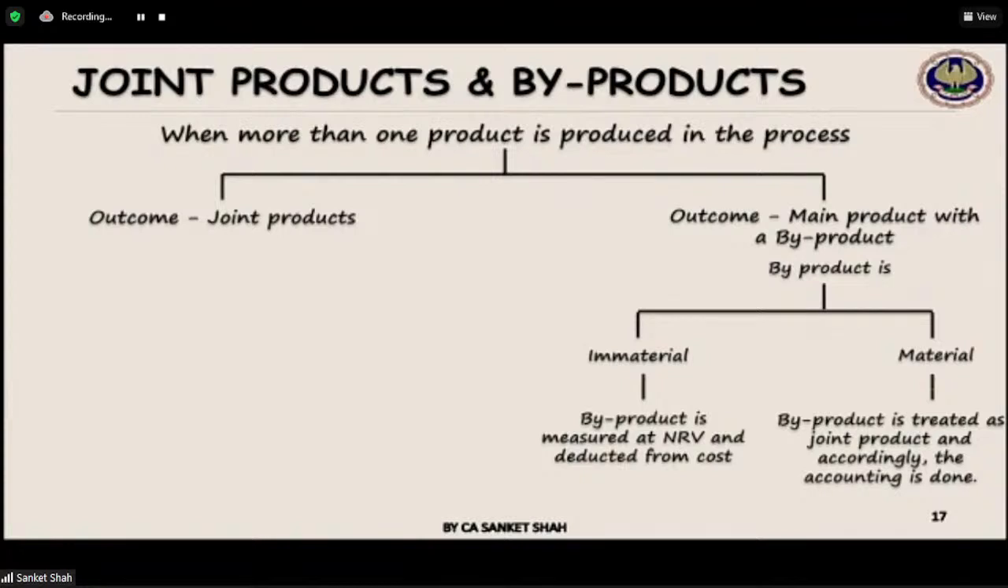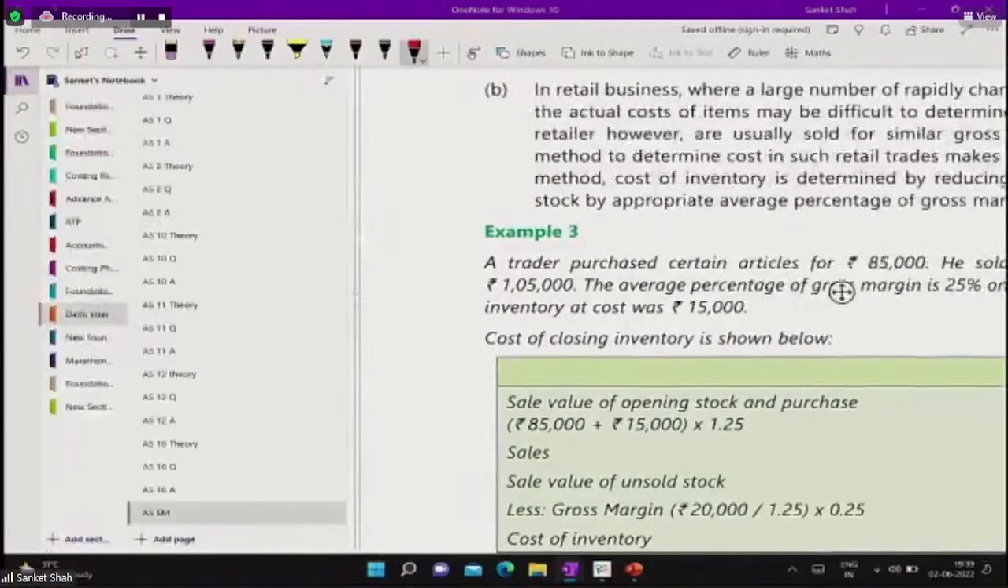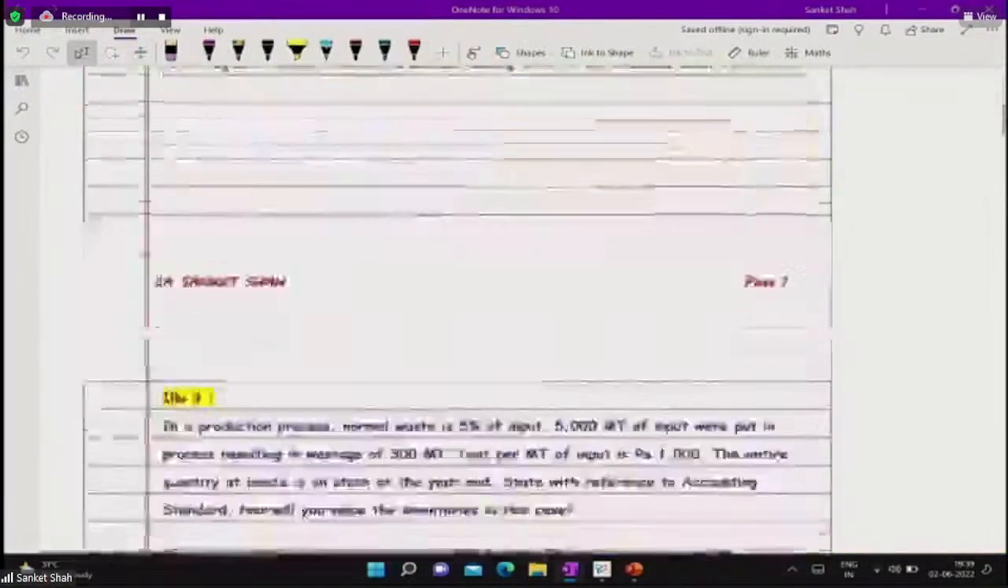So I'm giving you one CA final question based on this, and this question you will get in the assignment part. So beta, download the assignment part today. I'm giving you this question. I'm giving you exactly 5 minutes to solve this question.